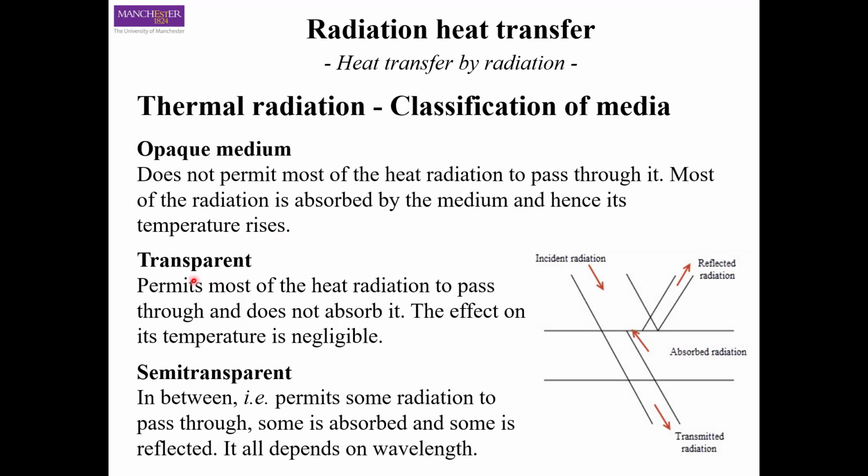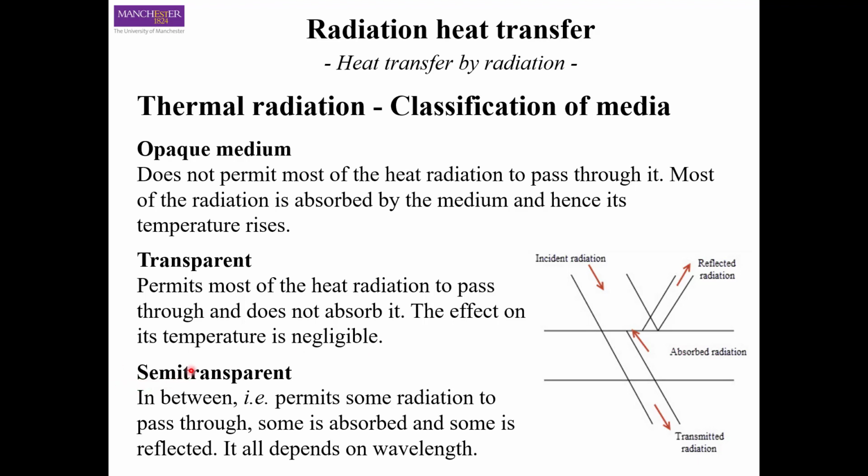Then we have the second type, the transparent medium or transparent object. For example, if the incident light is hitting this object, but the major part of that light just passes through the medium, then we have a transparent object. It means that the light is not absorbed, and as such there will be a negligible change in the temperature of the object. For example, air is a good example of a transparent object, because when the sun's rays heat up the air, it does not change its temperature enormously, just a slight change in temperature.